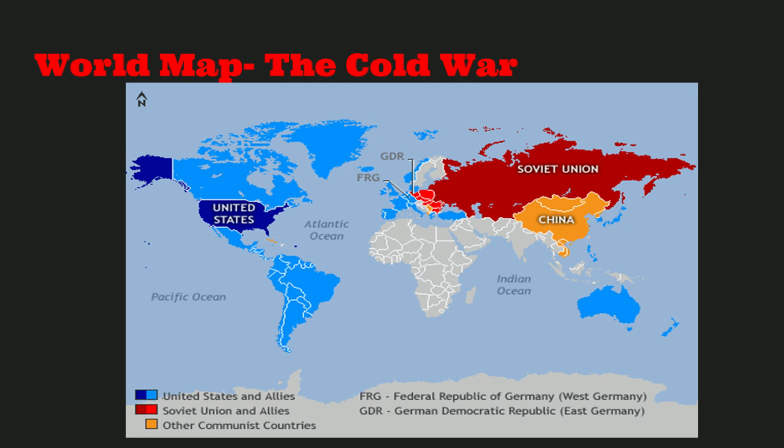Again, here's another world map showing you the breakup of countries that were the United States and its allies and the Soviet Union and its allies. You can see that. And of course, China is one of the very first, or one of the next, communist nations after the Soviet Union. So you can see that pictured here in this map. But you can get an idea about where these places were and who was backing who at this time.